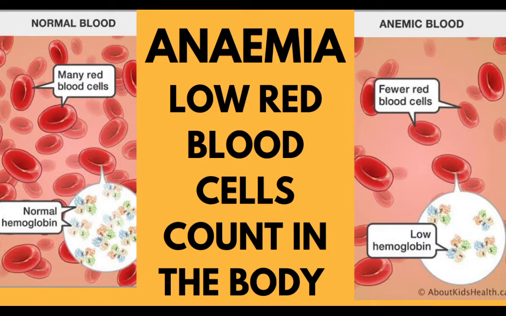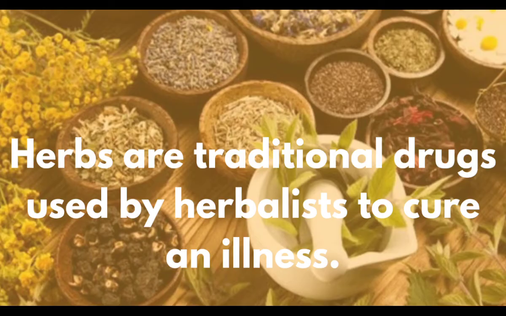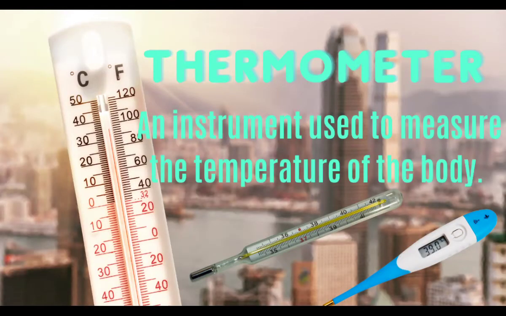A person who suffers from anemia is called anemic. The person is anemic. Herbs are traditional drugs, usually from leaves, stems, or bark of trees that are used by herbalists to cure an illness. Thermometer is an instrument used to measure the temperature of the body.